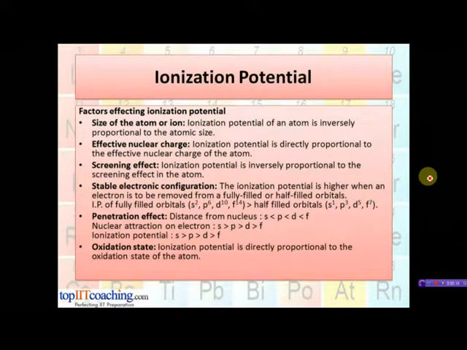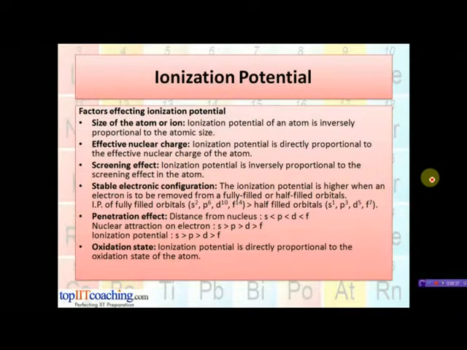Size of the atom or ion. The ionization potential of an atom is inversely proportional to the atomic size. So greater will be the atomic size, lesser will be the attraction of the nucleus on the outermost electron, and lesser will be the energy required for the removal of that electron. So the ionization potential will be low.